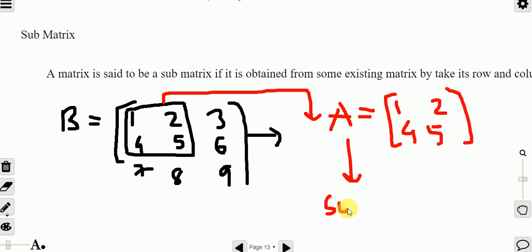This is our submatrix. So students, this is all about types of matrices. Next, I will be taking up equality of matrices and how to find the determinant of matrices. Please keep watching my lectures and understanding all about matrices.